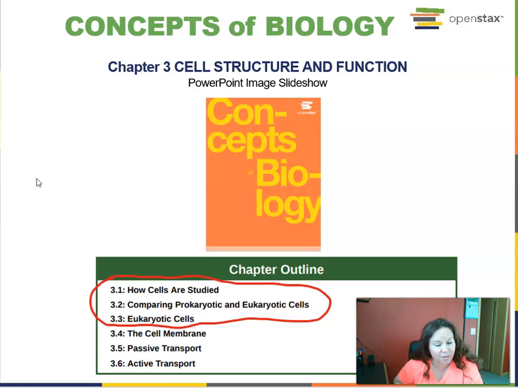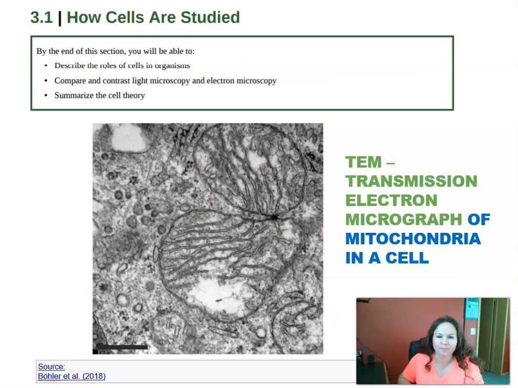So this week we'll be looking at cells, the difference between the main types of cells, which are prokaryotic and eukaryotic cells, and then we'll look at the complex eukaryotic cells with all of their working parts. We'll save a lot of the cell membrane and how things are transported across the membrane for next week. So sections 1, 2, and 3 for this week.